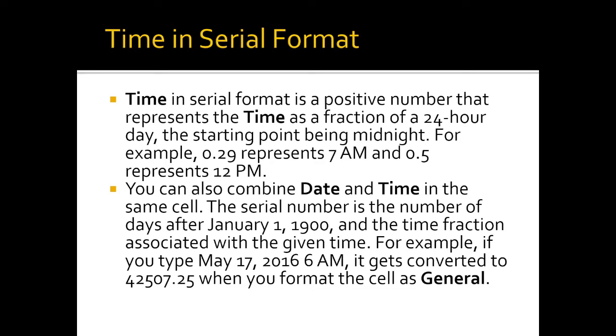You can also combine date and time in the same cell. The serial number is the number of days after January 1, 1900 and the time fraction associated with the given time. For example, if you type May 17, 2016, 6 a.m., it gets converted to 42507.25. Notice that 6 a.m. is 1/4 of a day, so that's 0.25. So when you format the cell as general.